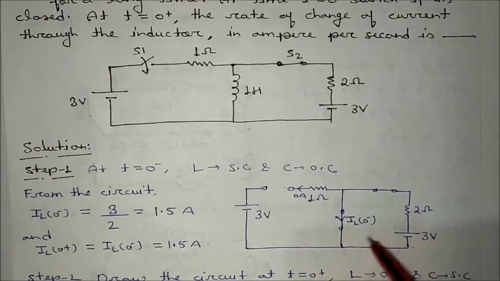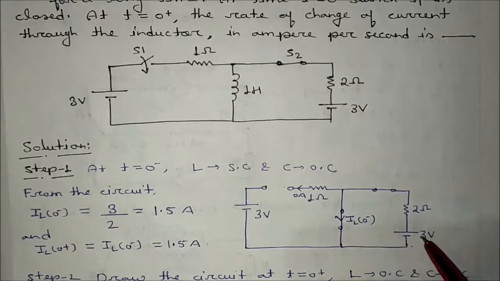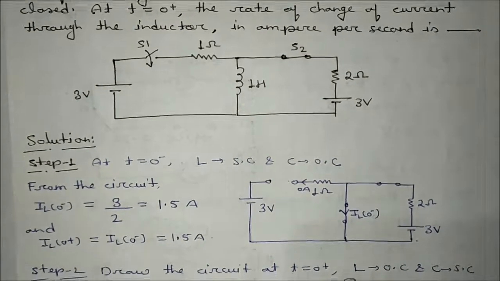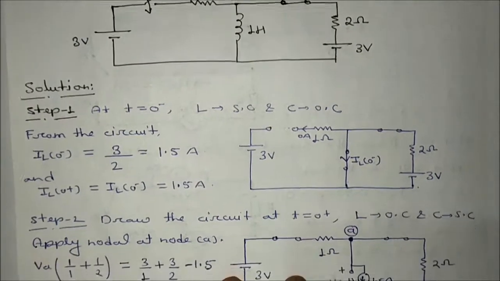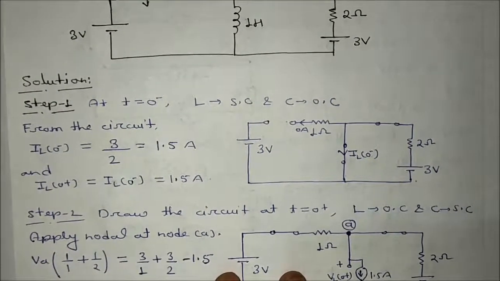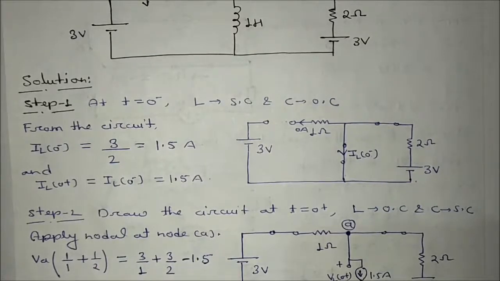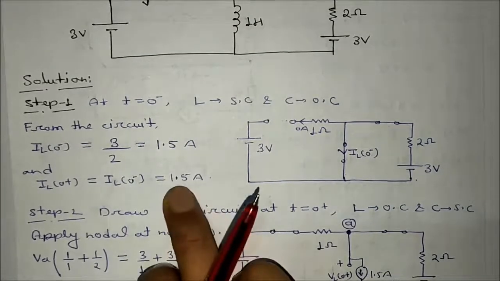So this current IL0 minus will be this current, that is equal to 3 divided by 2, that is equal to 1.5 ampere. Now we know that IL0 plus and IL0 minus will be same, so that is also equal to 1.5 ampere. Now draw the circuit at T is equal to 0 plus. L will be open circuited and replaced with the current source. What we have got, that is 1.5 ampere.